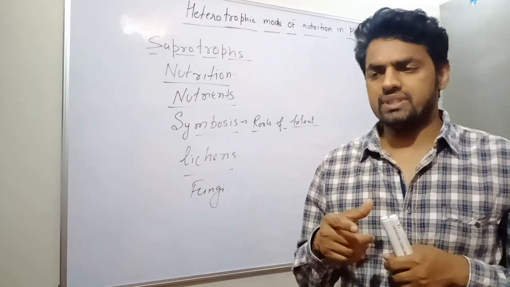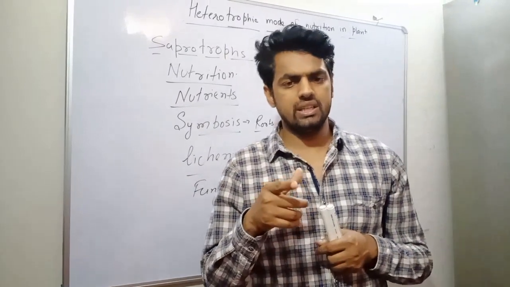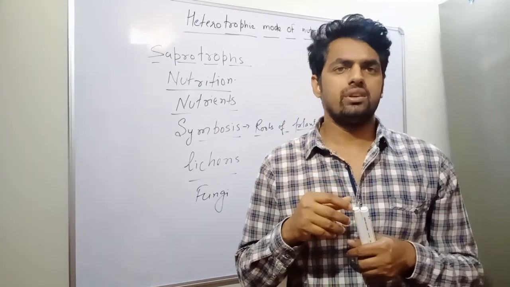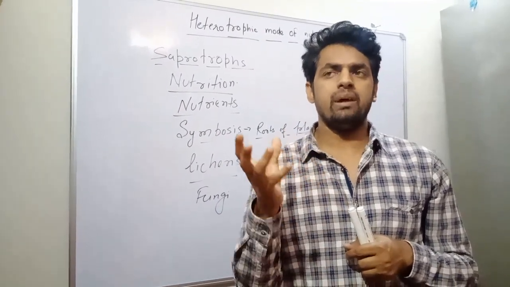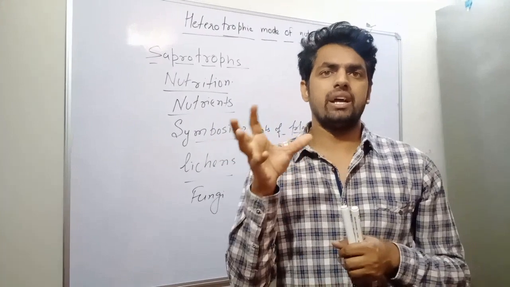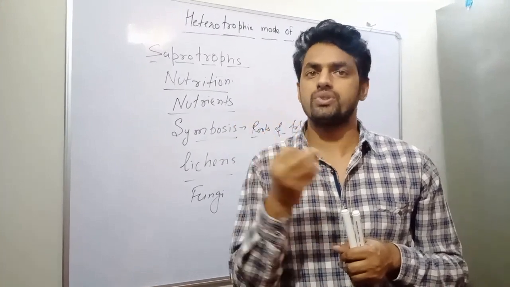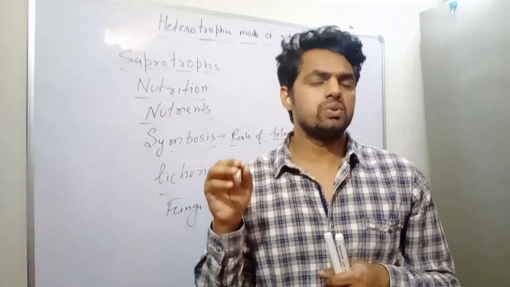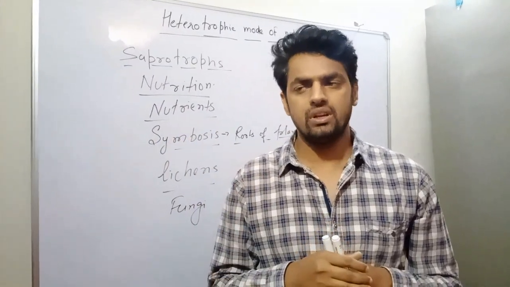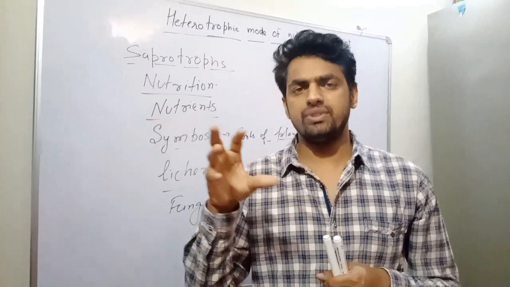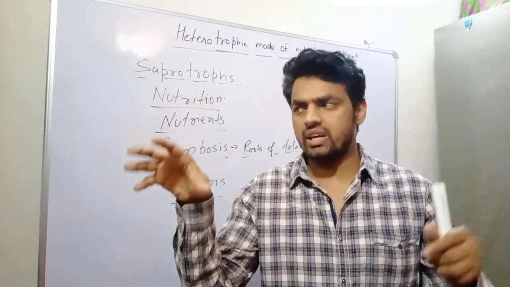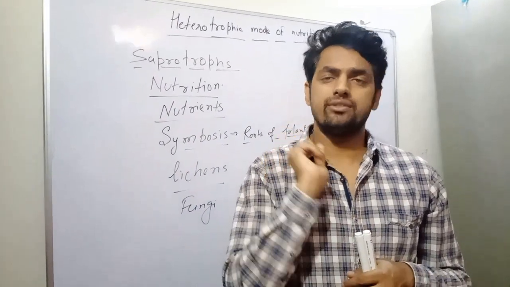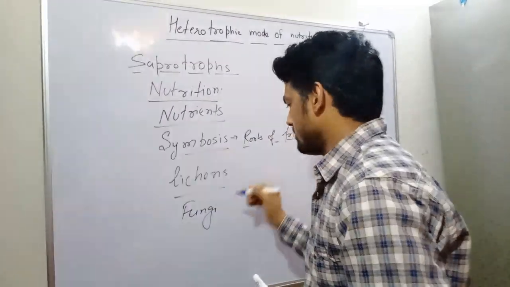In activity 1.2, we have to take some bread and moisten it. Moisten means we add water so that it becomes soft. Then keep that bread for 2 or 3 days. After 2 or 3 days, we can see some patches around that bread. That organism is known as fungi.